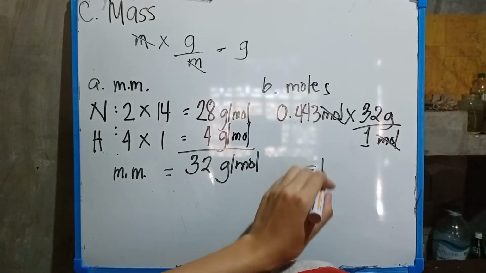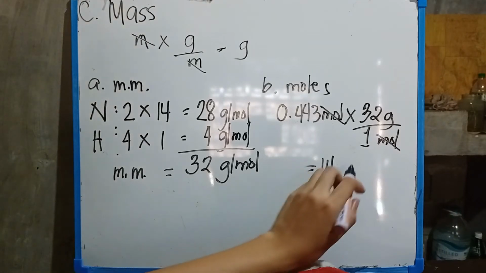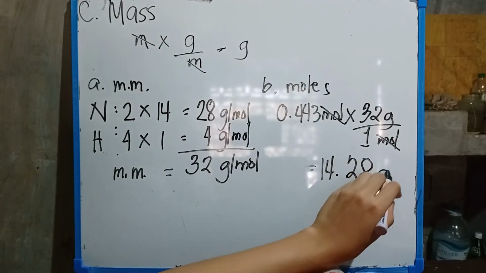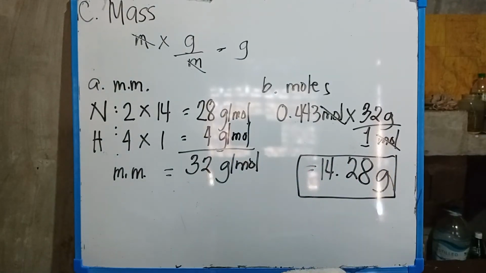Our answer is 14.28 grams. So this is now our mass for hydrazine. So that is how we are going to solve for the mass and also for the molar mass. That's the reason why we solved the molar mass first, so that while we are solving for the moles and mass, you won't have a hard time, because you already know the process on how to solve for the molar mass of a compound or an element present in a given formula or problem.